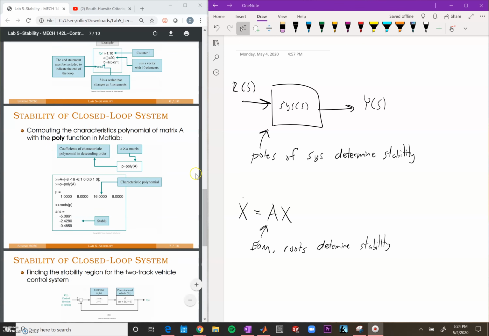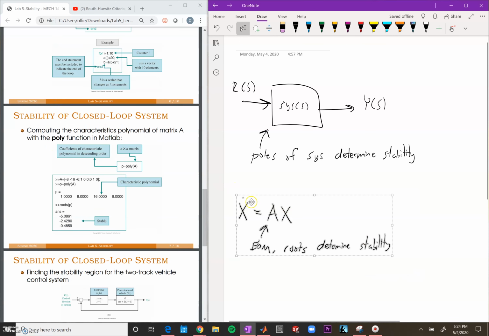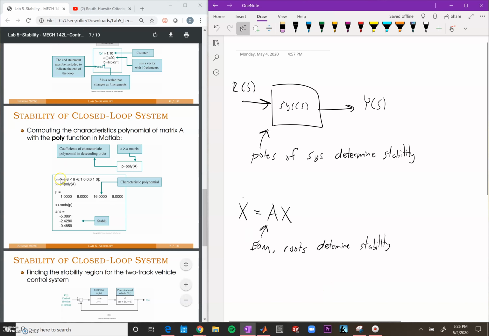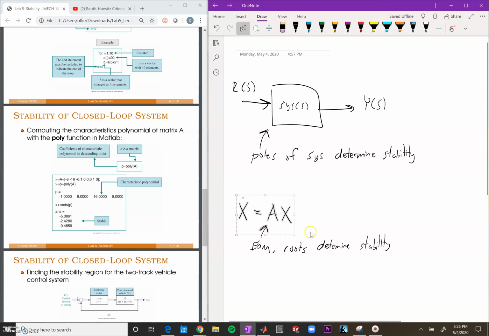Going on to this next example, as I said, there's another way of finding stability, and that's from an equation of motion. So if we have an A matrix where x dot equals Ax, this is a state space. Provided an A matrix, you can pull out the equation of motion, and then the roots of that equation of motion will tell you stability. Those are just like the poles of a transfer function. So if they're in the right half plane, they're going to be unstable.